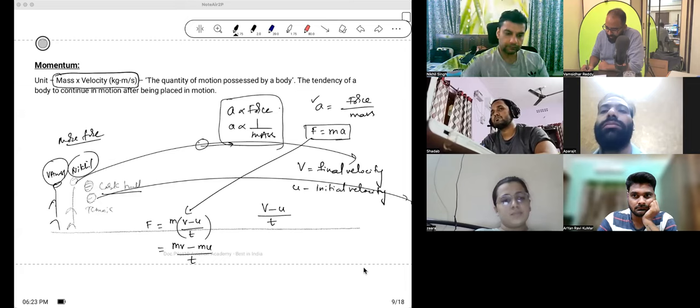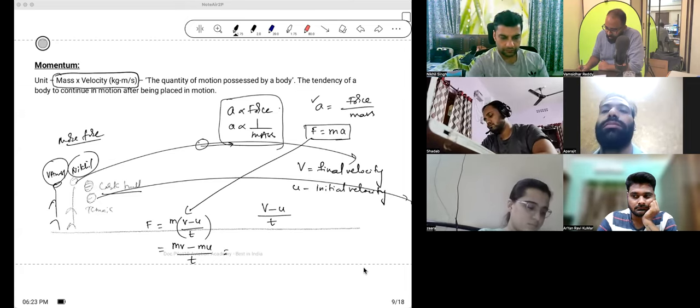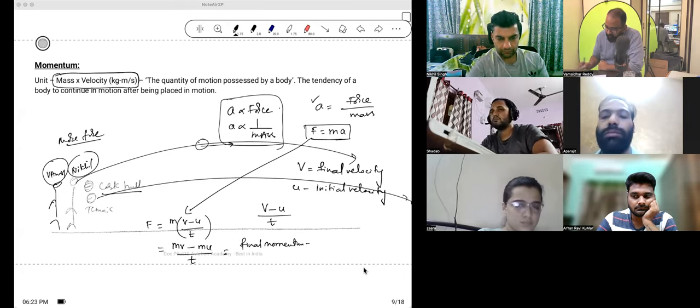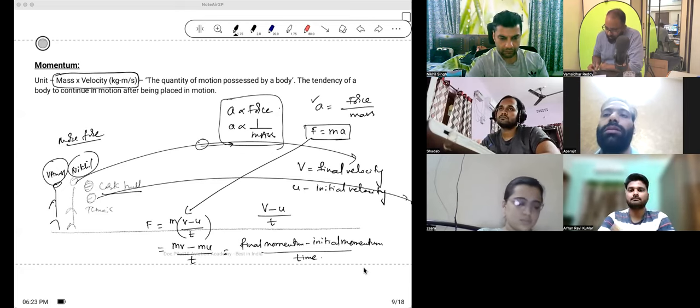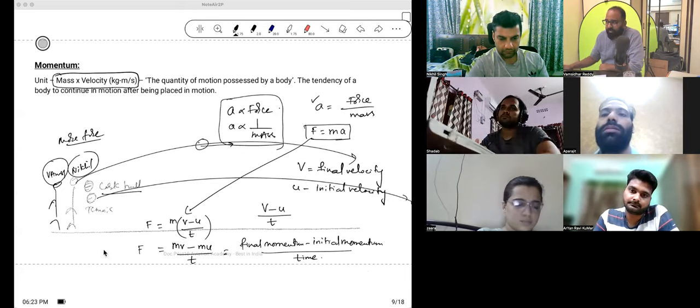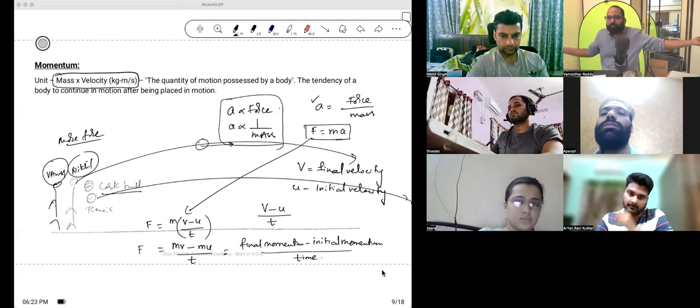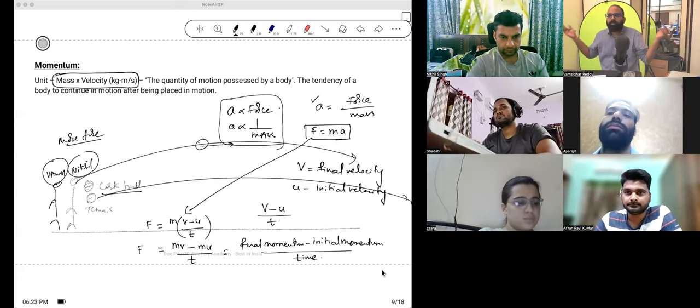Can I say this is final momentum minus initial momentum with time? Correct? So can I define Newton's second law as rate of change of momentum with respect to force applied, or force is equal to rate of change of momentum? Different books, different definitions, but the concept is the same. Am I clear on this?